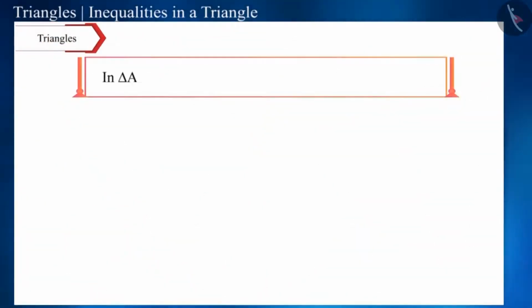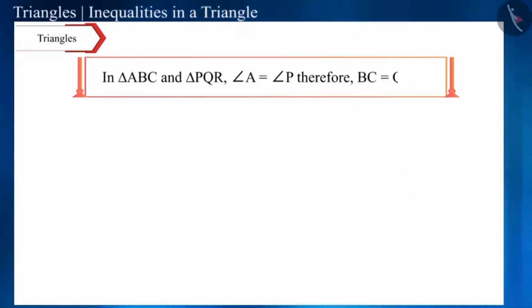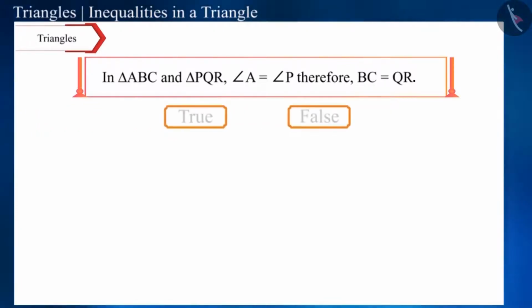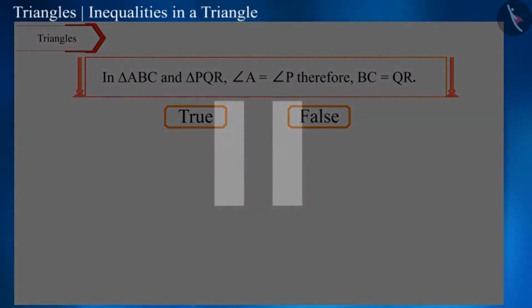In triangle ABC and triangle PQR, angle A is equal to angle P. So, the opposite side, side BC of angle A, will be equal to the opposite side, side QR of angle P. Is this statement true? You can also pause the video to answer this question.